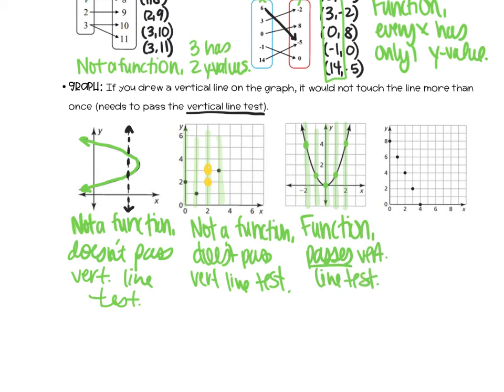All right, and then the last one. So vertical line, yes, good there, good at that line, and that line. So it worked on all of those. So again, you could say passes vertical line test, say every x has only one y value, x does not repeat, etc.